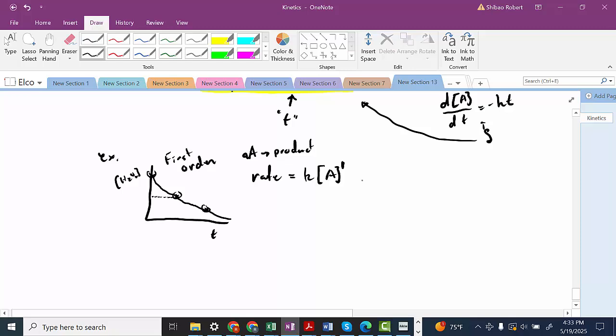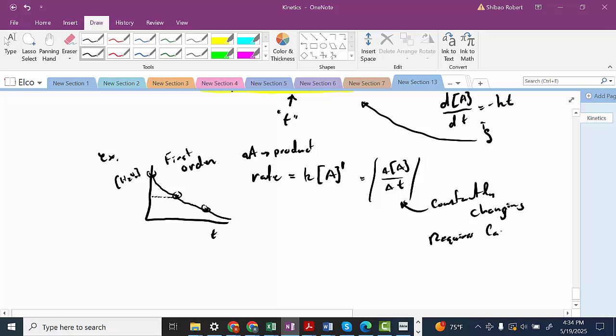But the problem with this is we have our delta A over delta T. But this is constantly changing. So as the reaction progresses, sorry, it's a bit noisy in here, but it's constantly changing, and so that makes it difficult. And this is why we need calculus. And so it requires calculus. But calculus is not required for this course. So what we're going to do is we're just going to use the equations that are generated from calculus.